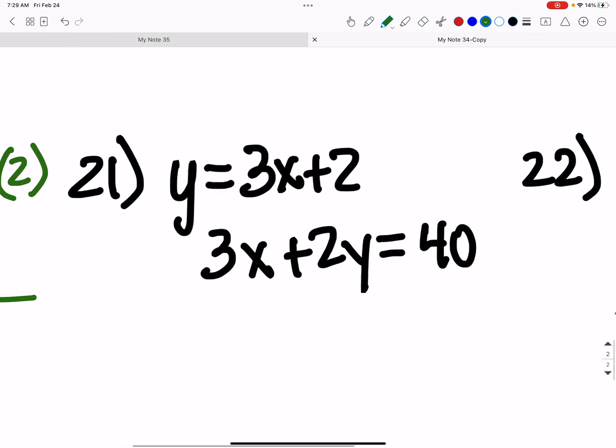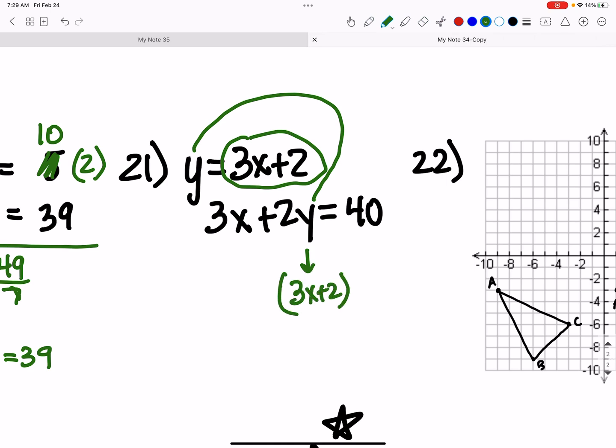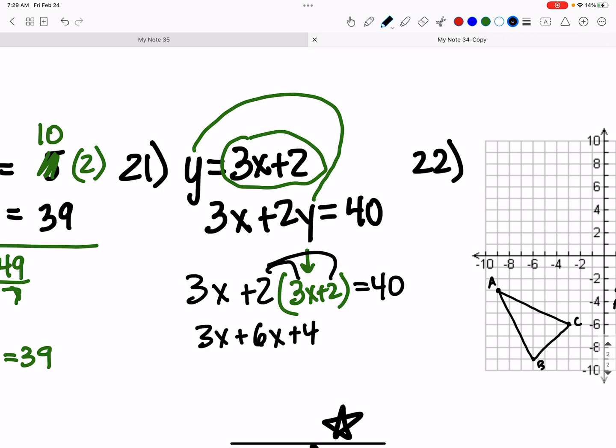All right. For 21, we know y is the same thing as 3x plus 2, so we're going to take this y out, and we're going to plug in 3x plus 2, but everything else has to stay the same. So 3x plus 2 times 3x plus 2 equals 40. Now we have 3x's plus 6x's plus 4 because of that, and that equals 40. So we have 9x's plus 4 equal 40.